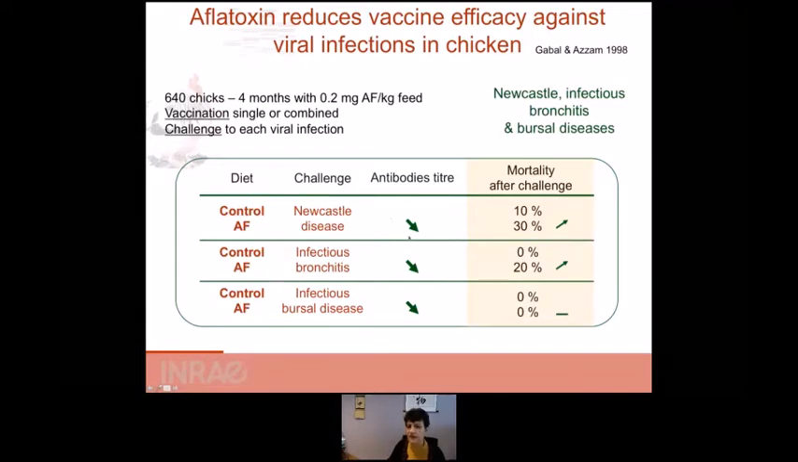There was an increased antibody titer and leading to an increased mortality in the animal that received aflatoxin. Exactly the same result with infectious bronchitis. There was a decreased antibody titer and increased mortality after challenge. By contrast, with infectious bursal disease, there was a decreased antibody titer, but there was no effect on mortality.